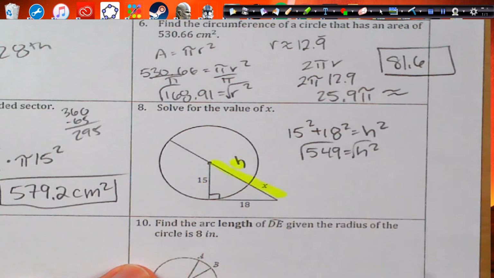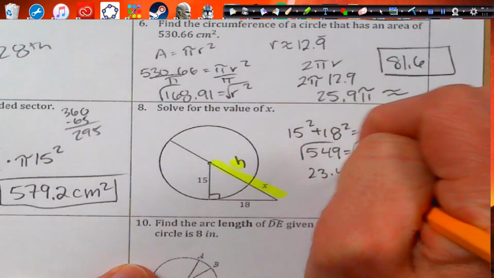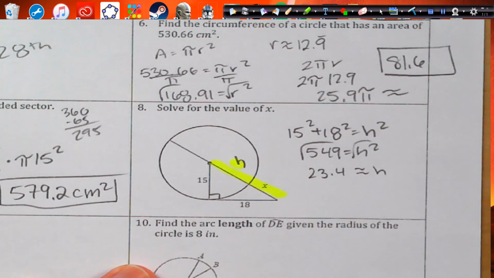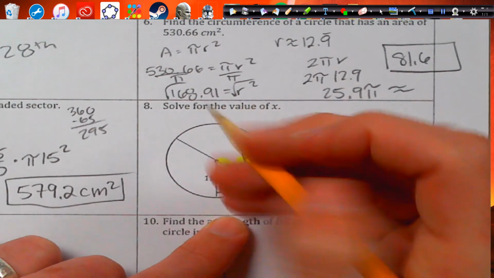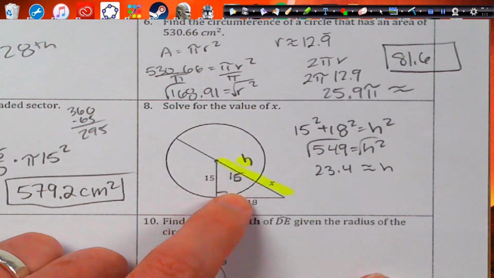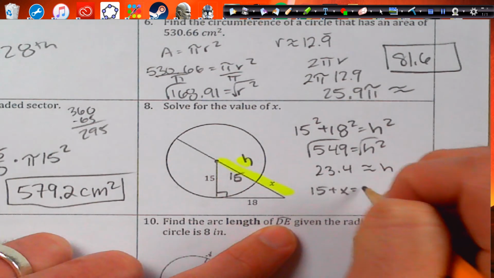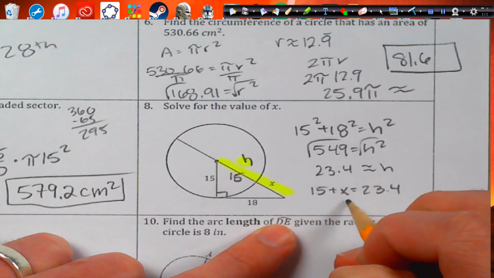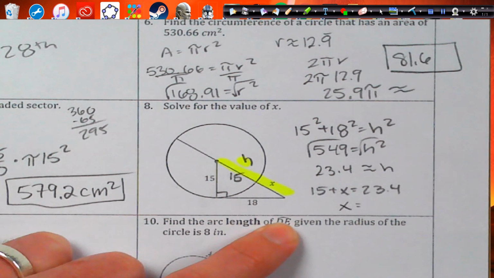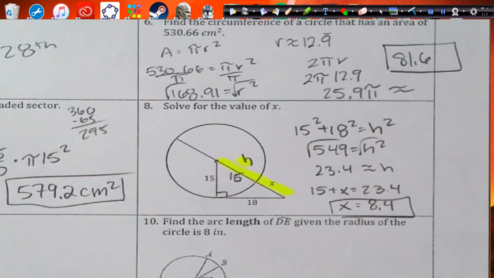Then take the square root of that. And the square root of that is about 23.4, which is h. But I just want the x. Now, this first part is 15 because it's the radius. The radiuses are congruent. So 15 plus x should equal 23.4. So subtract the 15, and we should get about 8.4 as the measure of x.